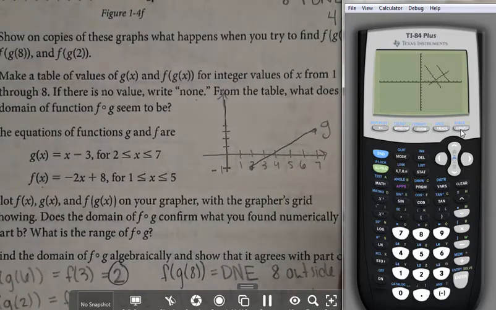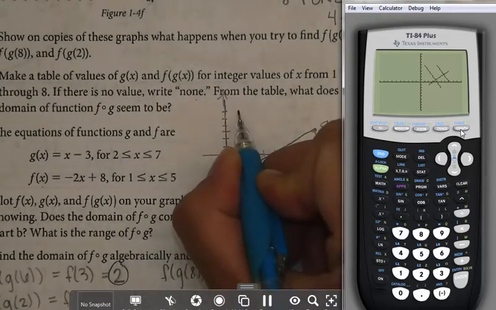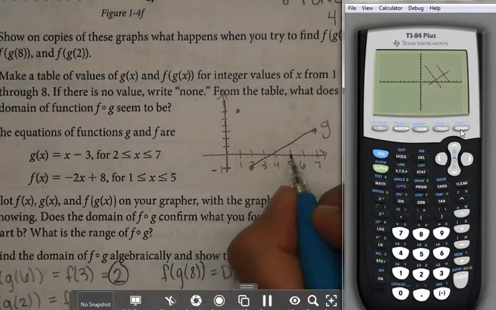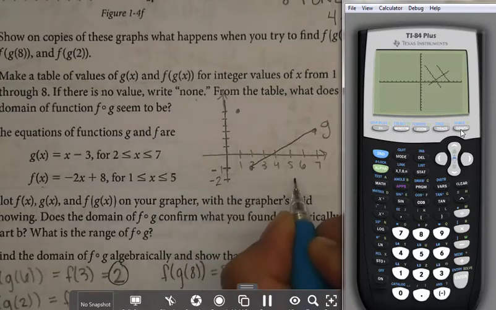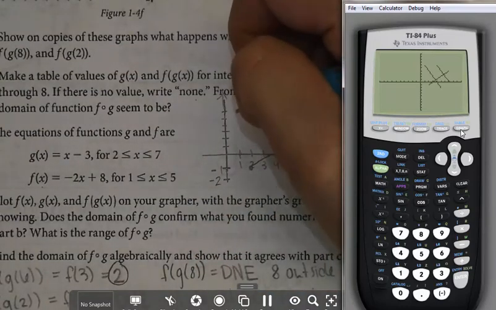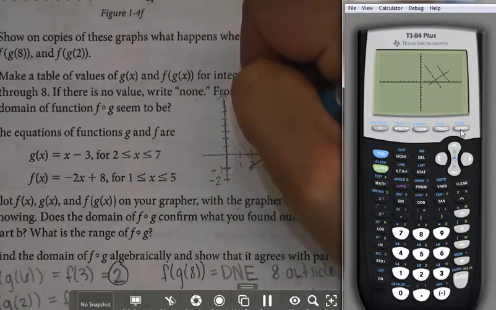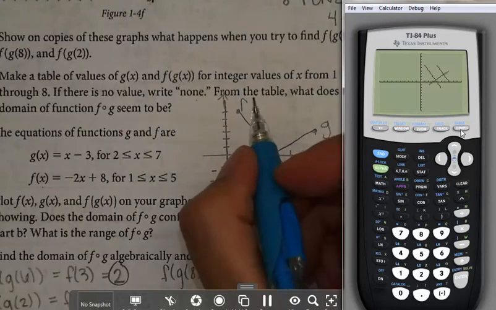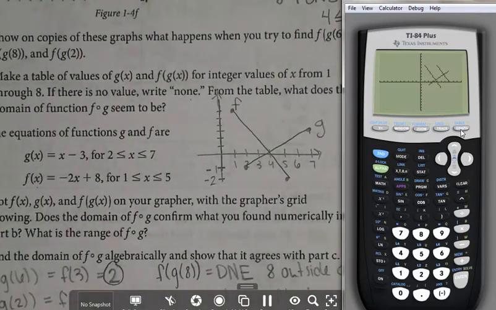Okay, now I'm going to do my f function. So when I was at 1, my output was 6. And when I was at 5, my output looked like negative 2. You could use color to help out with these. Maybe a ruler too. I'm kind of in a hurry though, so I'm not going to pull out my ruler. Okay, there's f and g, and now I need f of g.